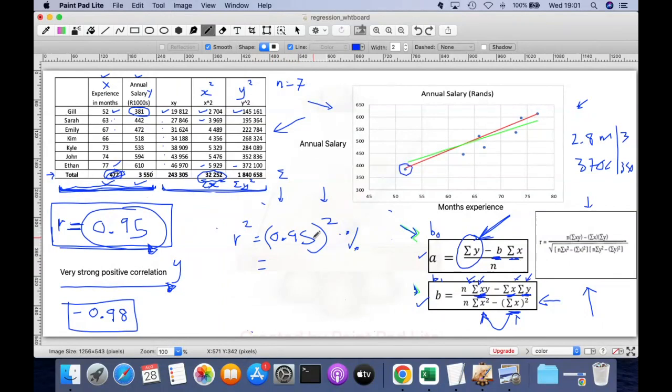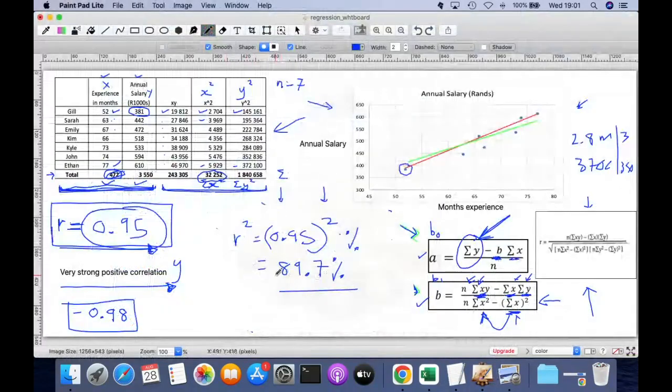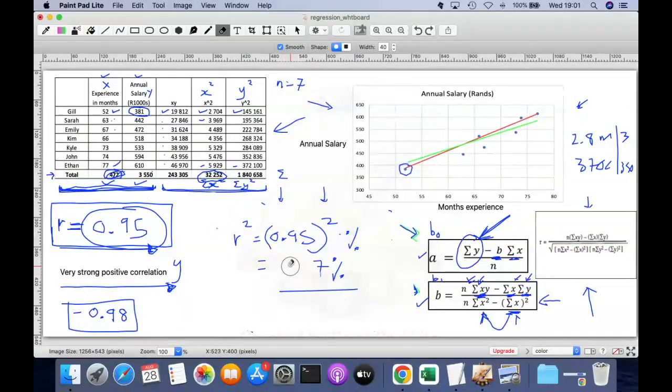Your R squared: you take 0.95, you raise it to power 2, and you express it as a percent. It's about 89.7%, roundabout. Your answer may be different because of the rounding. Let's see what you got. Maybe I'm wrong. Sorry, let me do it in my calculator. So 0.95 raised to the power 2. Yeah, you're right, everyone. That's because I've got too many decimals on my workbook. Thank you. So let's go with 90.25%.